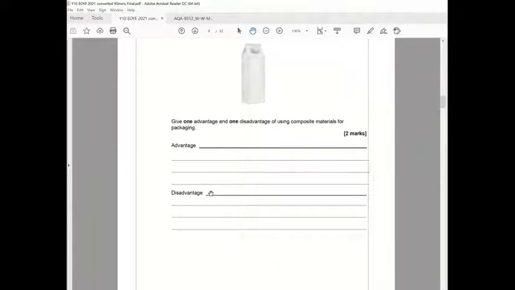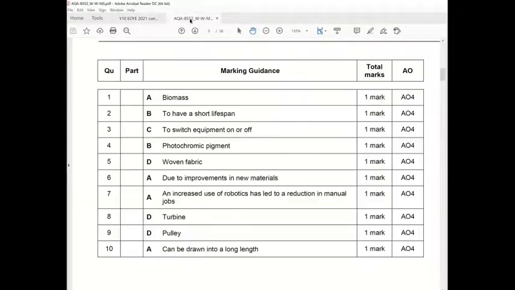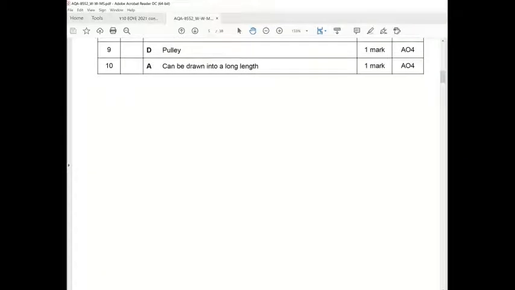A disadvantage, if you've got 2 materials joined together by a glue, of course it's harder to recycle. And so its recyclability goes down, for example. Let's just have a quick look at the mark scheme and see what they say.